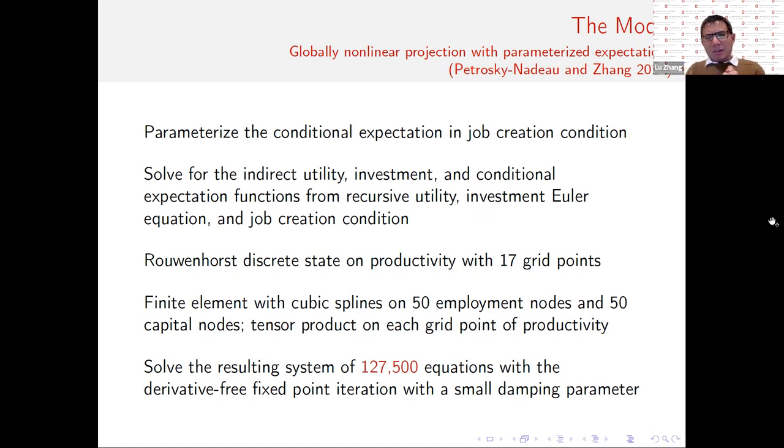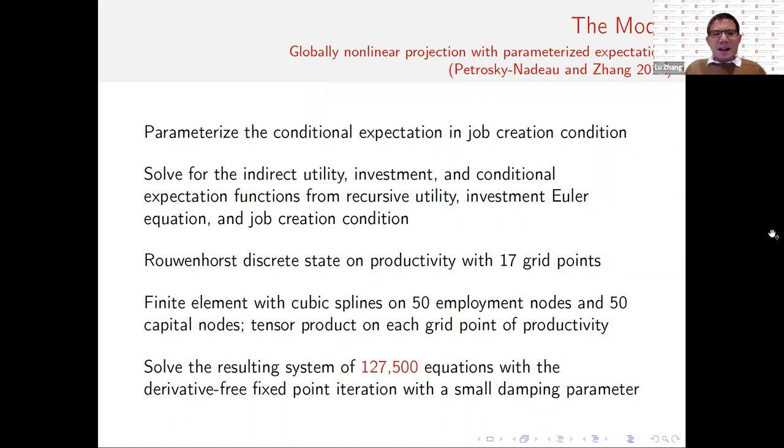So aggregate total factor productivity, which we're going to discretize using the Rouwenhorst procedure with 17 grid points. And 17 is fairly large. It covers 8 unconditional standard deviations surrounding zero. In other words, it covers -4 unconditional standard deviations to +4 standard deviations, okay? And we use the finite element method with cubic splines on 50 nodes on employment and 50 nodes on capital, okay?